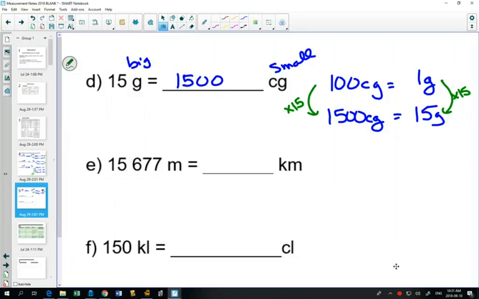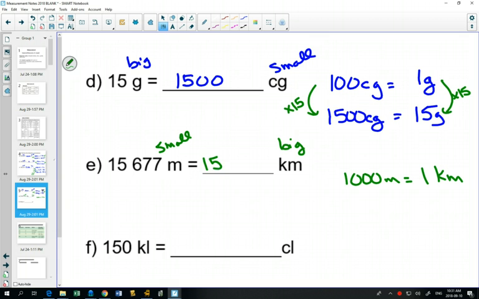So meters to kilometers, this is the small one, this is the big one. So you would need less of the big one. We know that there are 1,000 meters in 1 kilometer. So we could divide by 1,000, move the decimal 3 places to the right, or to the left, sorry, and you get 15.677.